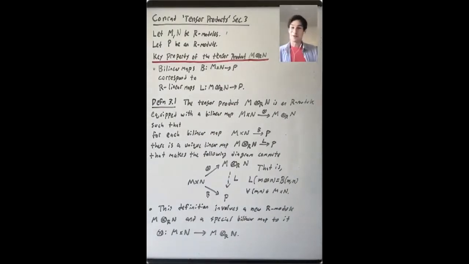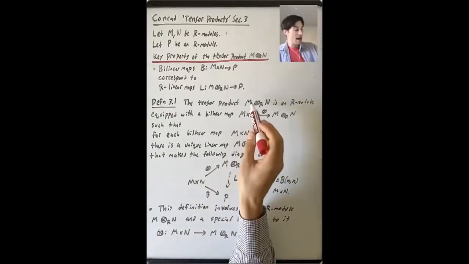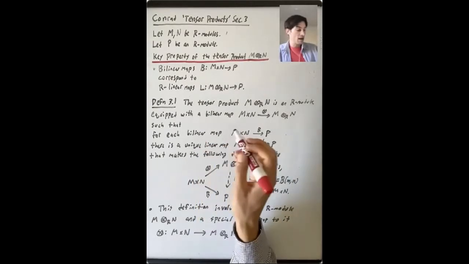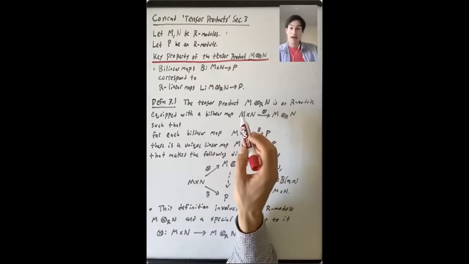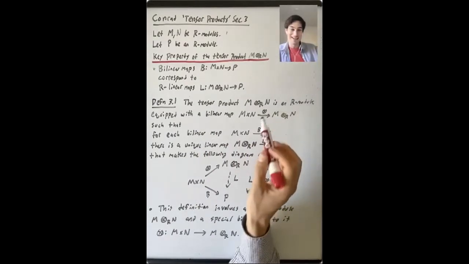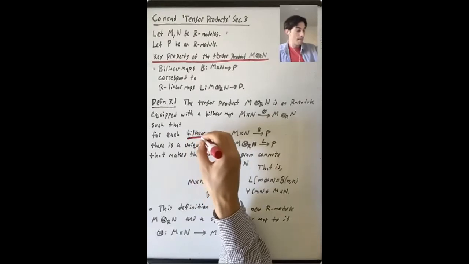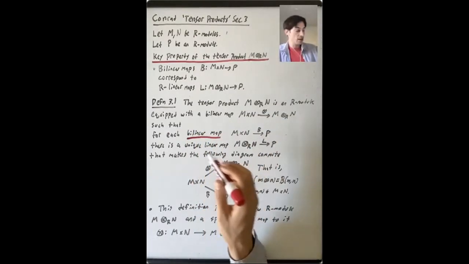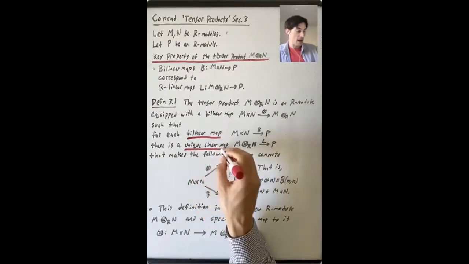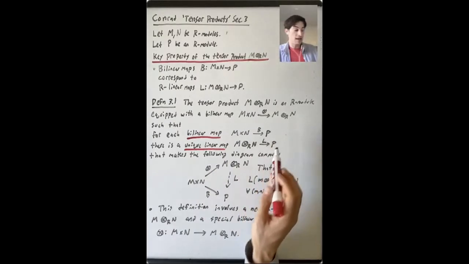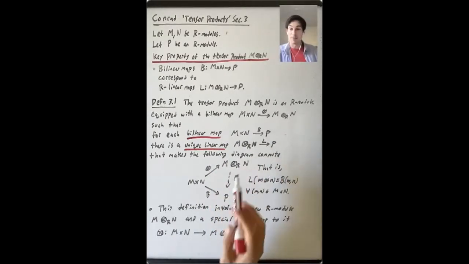All right, so now we'll give a major definition. The tensor product M tensor N is an R module equipped with a bilinear map from M cross N to this tensor product that we'll call tensor, such that for each bilinear map B from M cross N to P, there is a unique linear map L from M tensor N to P that makes the following diagram commute.